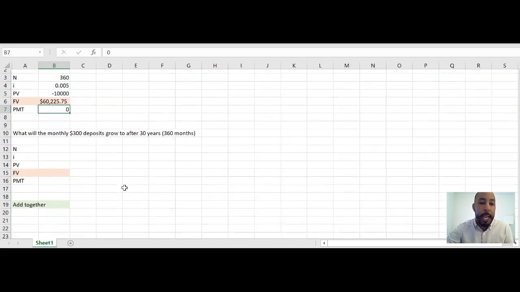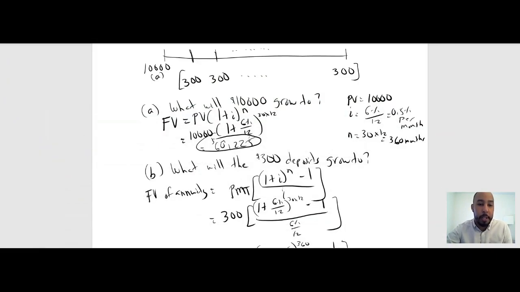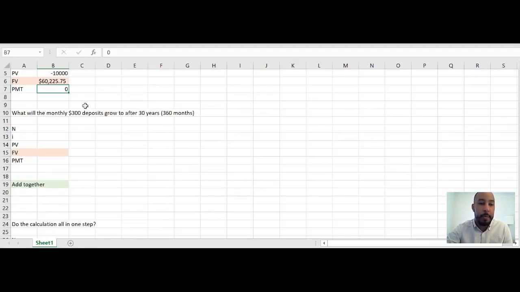And then next we have to tackle the second part. Our second part was part B. What will the $300 deposits grow to at the end of 30 years? All right, so we'll work that out here. Our inputs are the same for N and I. We're still making 360 deposits. Our I is still 0.5% per month, so that's 0.005.